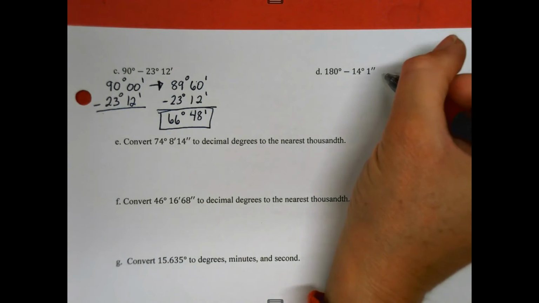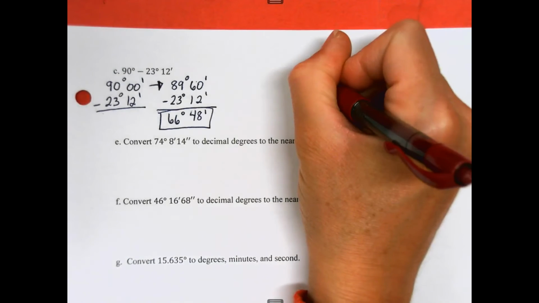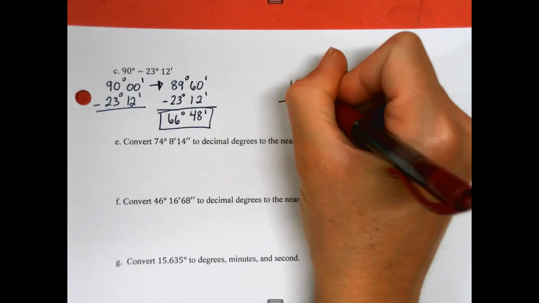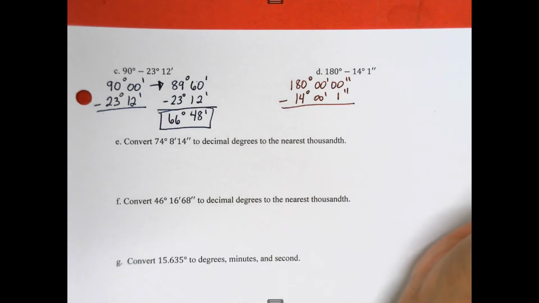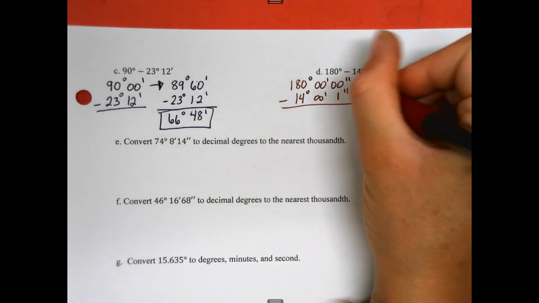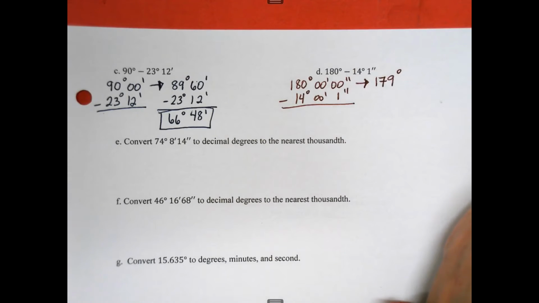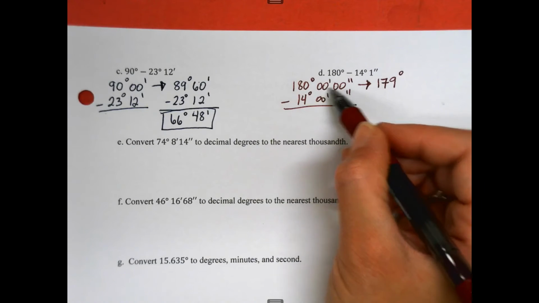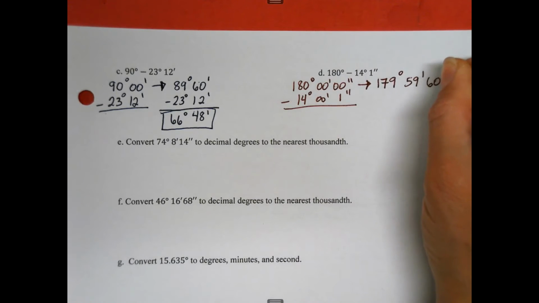The same thing's going to happen here. However, we are in degrees, minutes, and we have seconds here. We're going to start with 180 degrees, 0 minutes, and 0 seconds, minus 14 degrees, 0 minutes, and 1 second. But we cannot subtract like that. We need to change this. We are going to borrow 1 degree from 180. We're going to make this 179 degrees. And then it would be 60 minutes. But we're going to have to take one of those minutes away for the seconds. So I'm going to make this 59 minutes and 60 seconds.